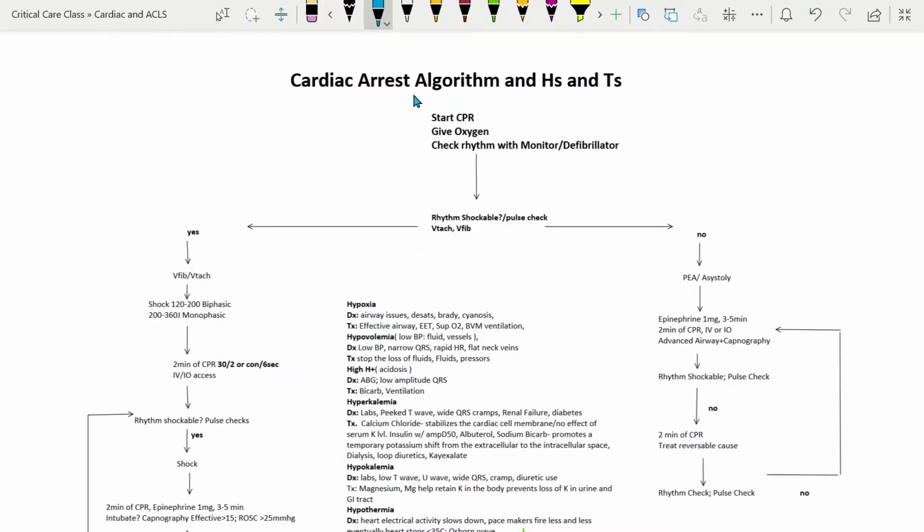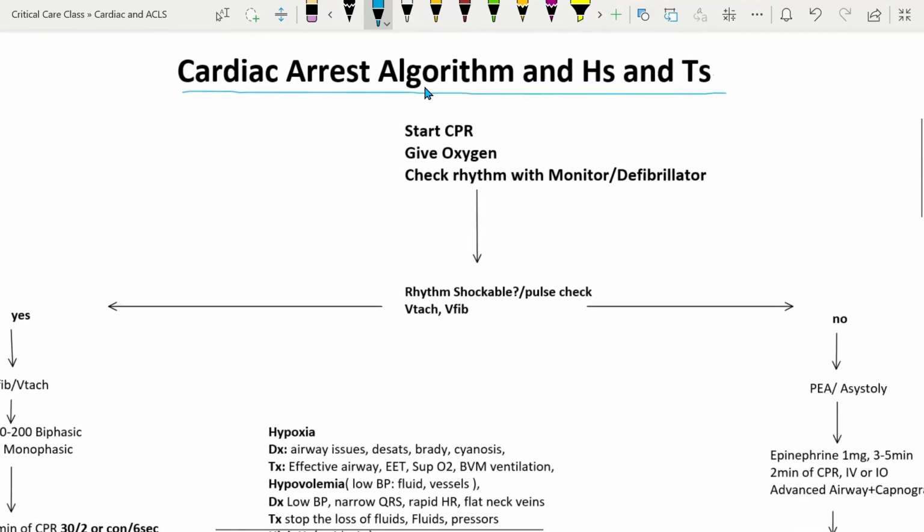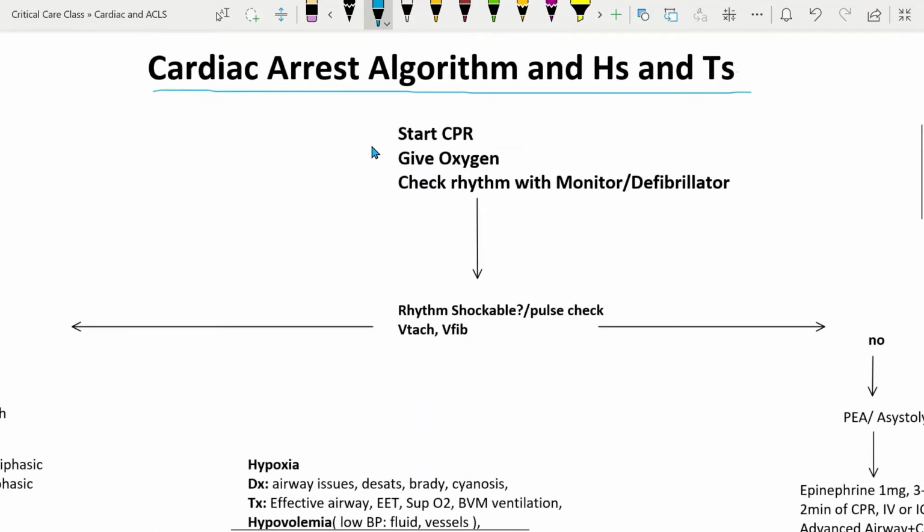Hello, in this video I will be reviewing the cardiac arrest algorithm and Hs and Ts. Once the patient is identified as unresponsive, not breathing and without a pulse, immediate CPR is initiated with the addition of supplemental oxygen and connection to the monitor defibrillator as soon as possible.